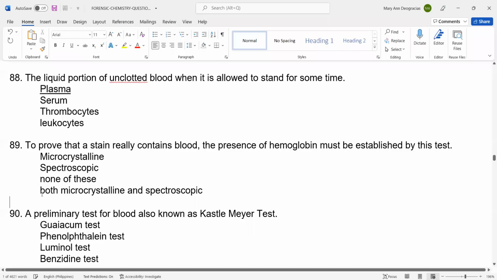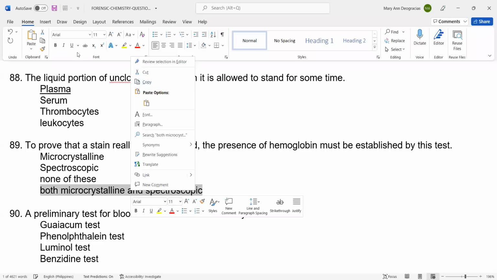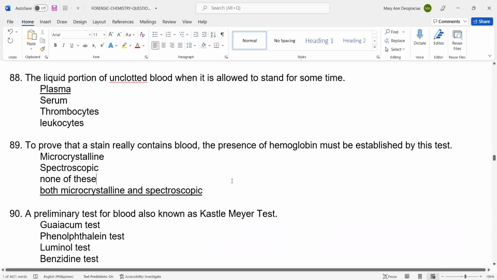Diba the confirmatory tests for blood are, we have microcrystalline, spectroscopic, and microscopic. Ayan. Okay, number 90.